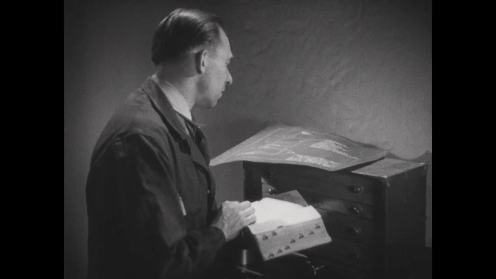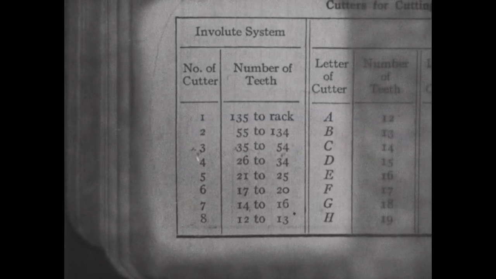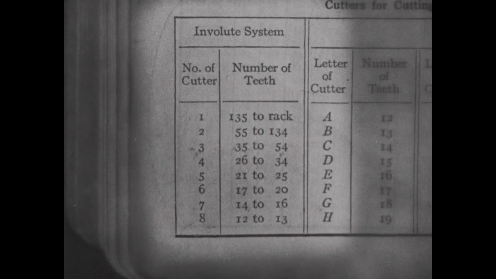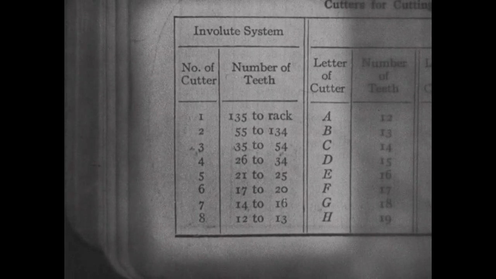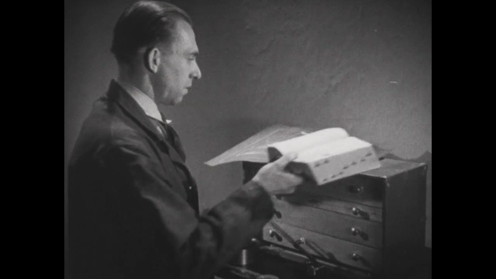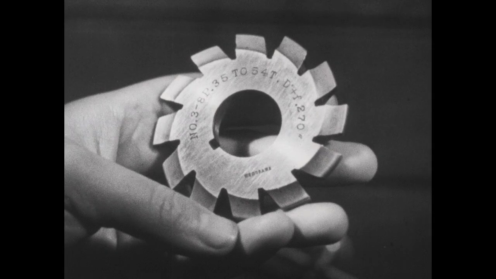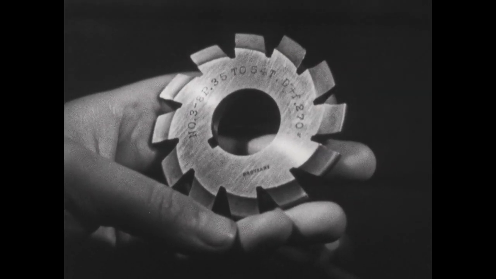There are a number of cutters for each pitch, depending on the number of teeth to be cut. In this case, 36 teeth are wanted, so a number 3 cutter is indicated. The cutter selected should always be carefully checked. The specifications of every cutter are stamped into the metal.